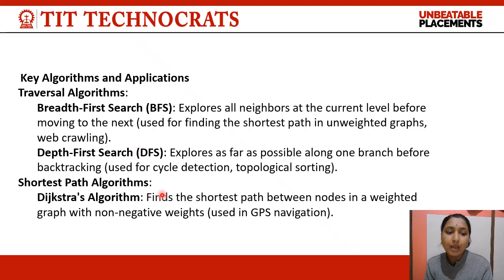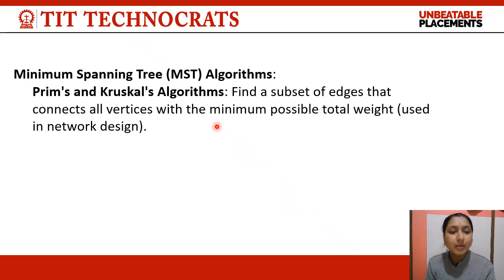Shortest path algorithms are Dijkstra's algorithm, Prim's algorithm, Kruskal's algorithm. There are various shortest path algorithms, but here I mention only one. In Dijkstra's algorithm, we find the shortest path between the nodes in a weighted graph with non-negative weights, used in GPS navigation, right? A minimum spanning tree algorithm is Prim's or Kruskal's, where we find a subset of edges that connects all the vertices with the minimum possible total weight, and this is basically used in network design, right?